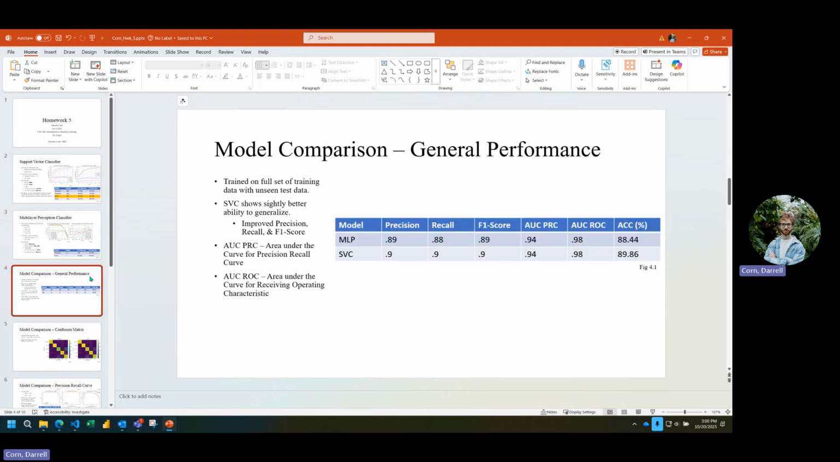Okay, to compare our fully trained models, we're not using cross-validation anymore. We are testing on the unseen test data. It seems that the SVC has a slightly better ability to generalize because it has slightly better precision, recall, F1 score, and accuracy, just a little bit. The area under the curve metrics for both classifiers are the same, so no real difference there. And this, for future reference, is the area under the curve for the precision recall curve, and then the area under the curve for the ROC curve.